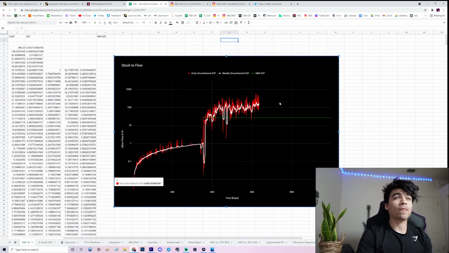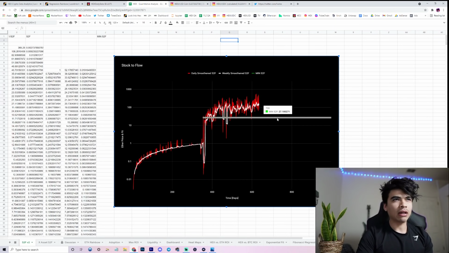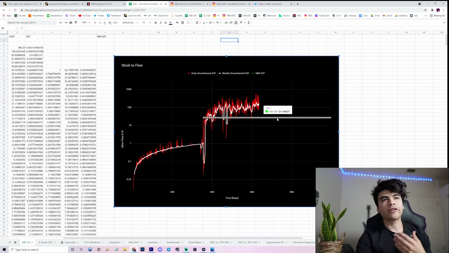Okay, so what I really like to see is, first of all, this green curve. Let's talk about this. What is this? Well, it's your minimum stock to flow. Why is that the case? Well, it's based on your maximum inflation rate. And we know that the maximum inflation rate on the total supply is 3.69% per year. So if you just take 100% and divide it by 3.69%, you get a value of about 27.1. So this maximum inflation translates to a minimum stock to flow, again, because they're inverse values.